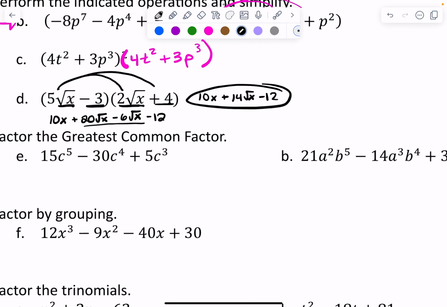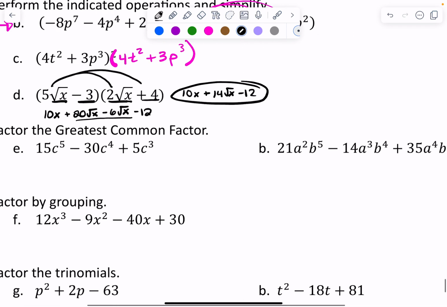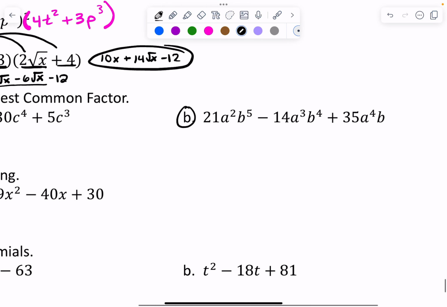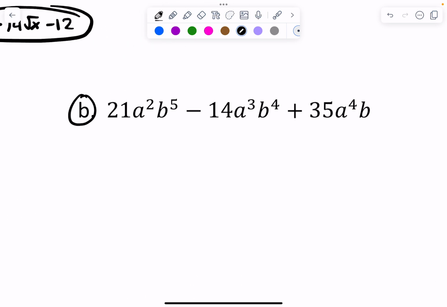And let's do some GCF stuff. So I'm going to pick on B real quick. Okay, and B says I have 3 terms, and I want to do the greatest common factor. So what can I pull out? So 21, 14, and 35.